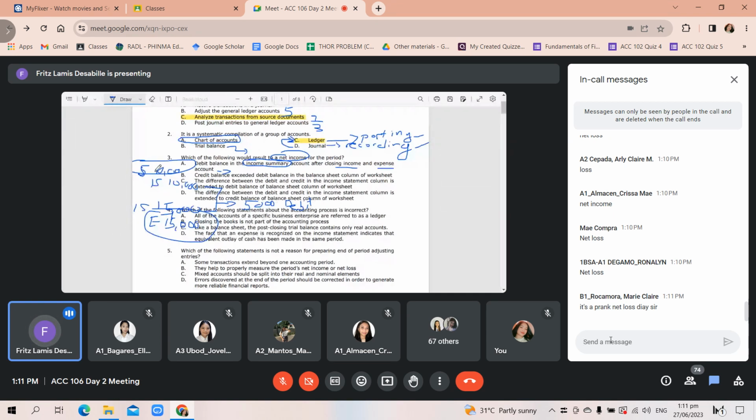So to look at it this way, ang effect ani is we have a debit of 5,000 sa atong income summary. So letter A would not result to a net income. So letter A is wrong. Let's go to letter B. Credit balance exceeded the debit balance in the balance sheet column of the worksheet. Okay. So, unsa man ni siya? Kung ang credit balance mag-exceed sa debit balance in the balance sheet of the worksheet, net income siya or net loss?